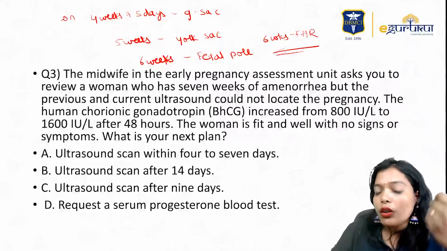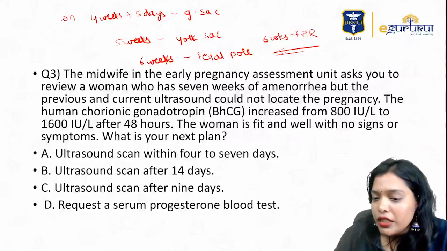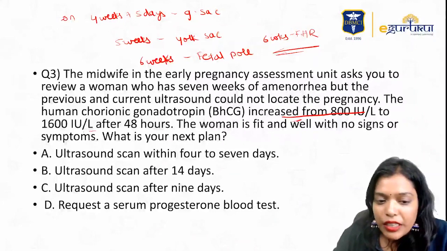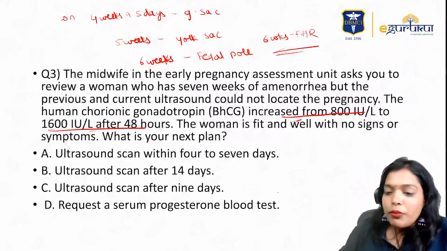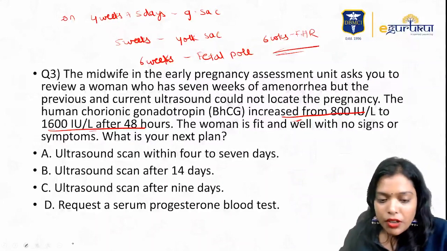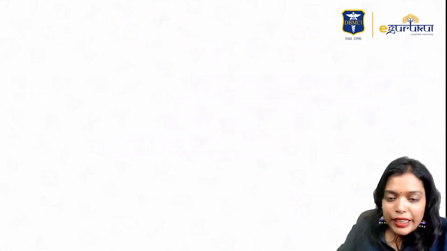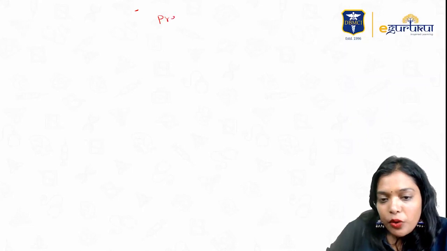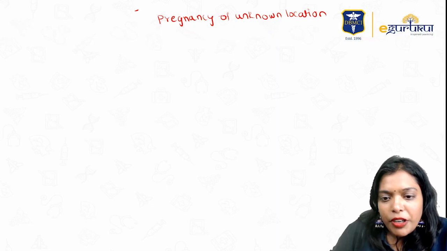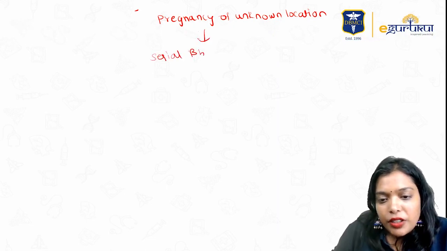But in this question, although it has been 7 weeks, they are not able to see the gestational sac. And beta HCG has increased from 800 to 1600 after 48 hours. The woman is fit and well with no signs and symptoms. What is your next plan? So this is a case of pregnancy of unknown location. Whenever you have a patient with pregnancy of unknown location, you have to do serial beta HCG monitoring.